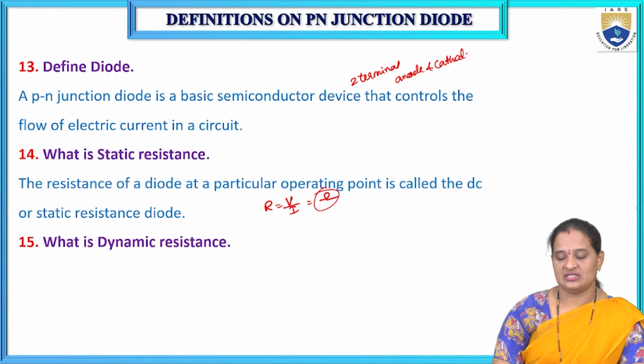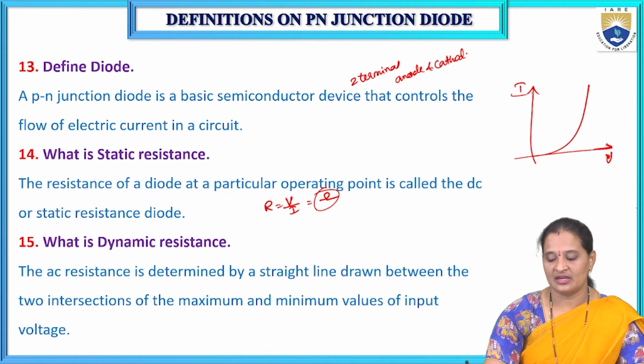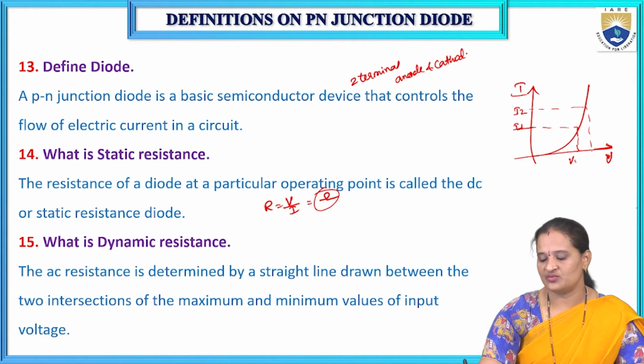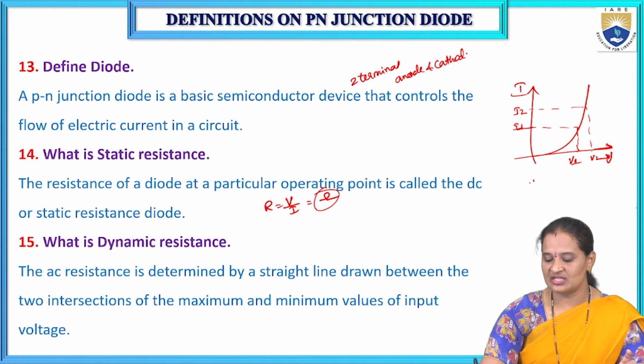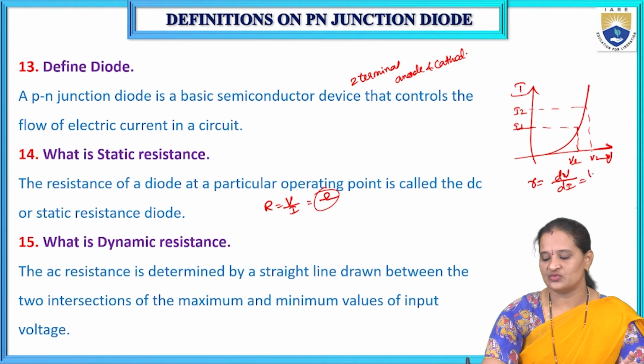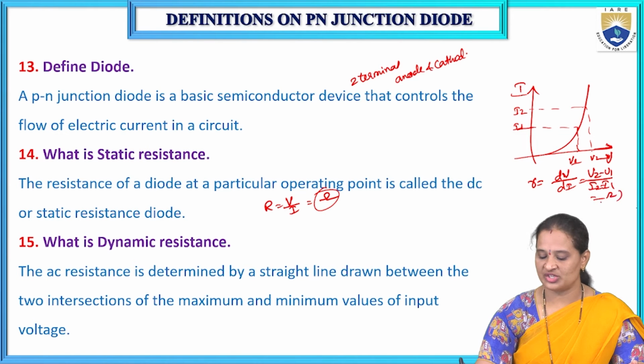Now coming to the dynamic resistance. The dynamic resistance is measured between two points. For example, these are the characteristic curves of a PN junction diode under forward bias condition. If you measure the voltages and currents at any two points on a characteristic curve, let us indicate this one as I2 and this one as I1, this one as V1 and V2. Then the AC resistance or dynamic resistance, which is represented as small r, is defined as the change in voltage, that is dV by dI, which is V2 minus V1 divided by I2 minus I1. This is also measured in ohms.